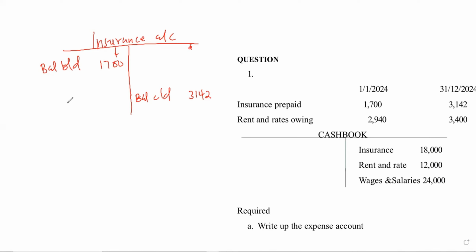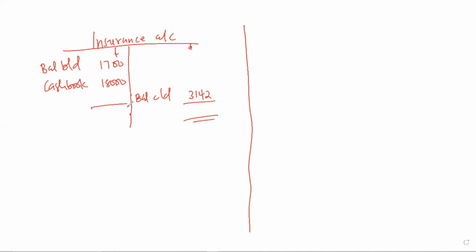So the amount paid for insurance is 18,000. We come here and write cash book, which is 18,000. When you are done with this, you balance your accounts. We add the debit side, and when we add the debit side, you will get 19,700. It means that the difference will come here.